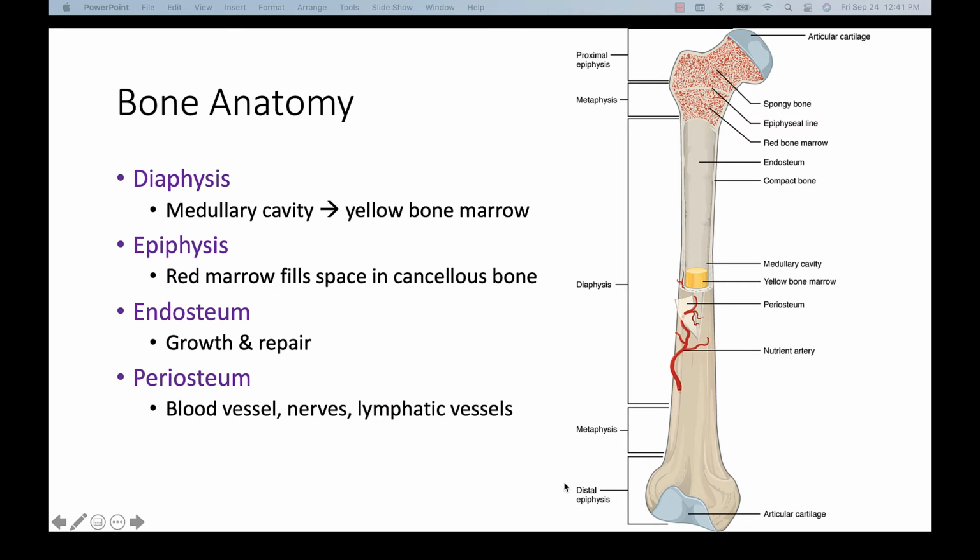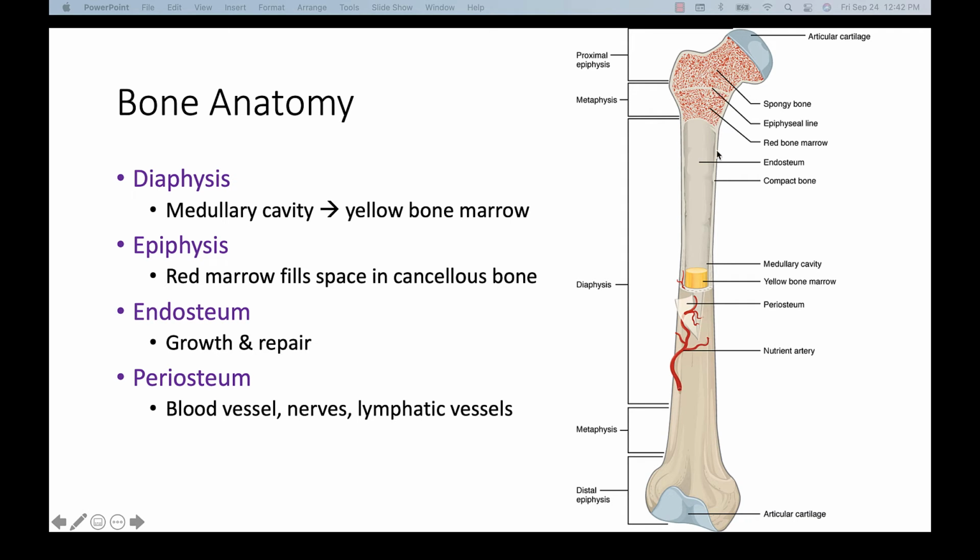So we have different anatomical parts of bones, and here we have a long bone. And so what we see in the middle area is the diaphysis, and inside of that diaphysis we have the medullary cavity. And this is where yellow bone marrow resides in adults, red bone marrow for children. On the ends of bones, we have the epiphysis, and this will consist of red marrow in both young children and adults, and this will fill in the space where the cancellous bone is, or the spongy bone is. We'll get to that in a little bit here.